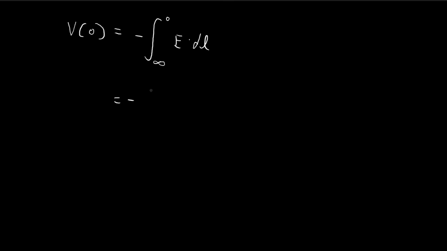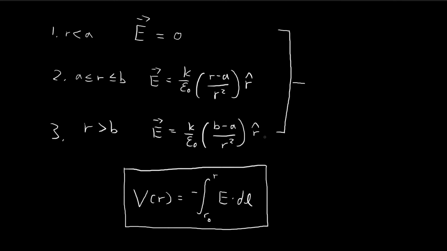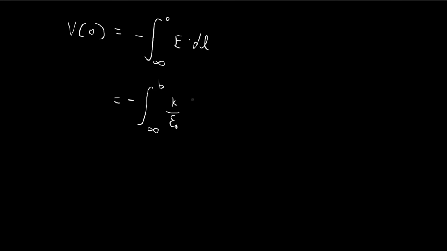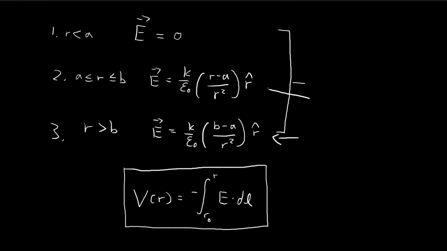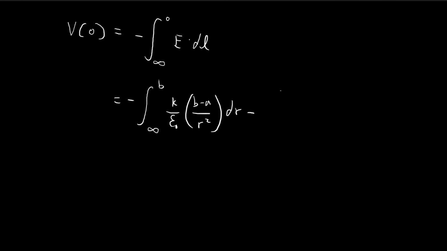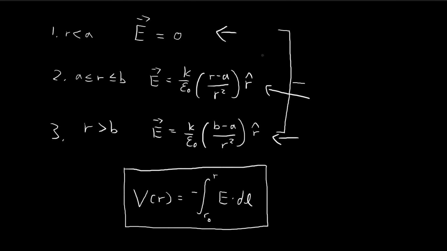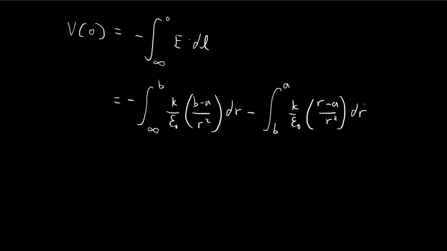And we'll have to break this up into different cases. From infinity to b, we're going to have to consider this electric field, that is k over epsilon (b minus a) over r squared dr. And then moving on from b to a, we're going to have to follow this electric field: k over epsilon, (r minus a) divided by r squared dr. And then from a to 0, because the electric field within that area is equal to 0, we essentially don't have a third term here. So all we have to do is solve this integral.